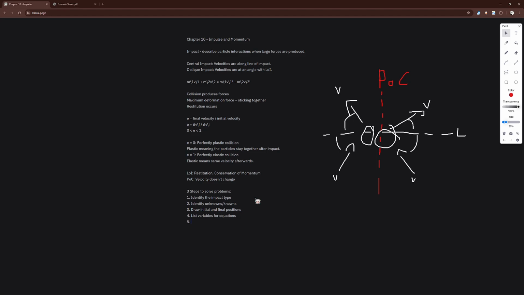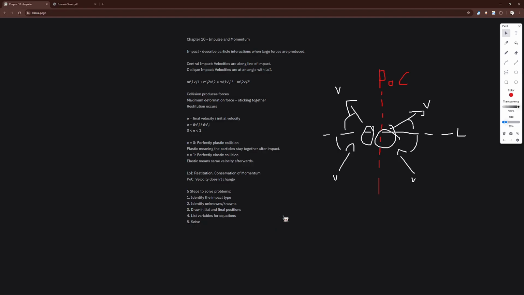And then the final step is just solve, right? I don't know why I said 3 steps to solve. This is supposed to be 5. That's just the fact that I can't count apparently. So that's very fun. Lost my ability to count.